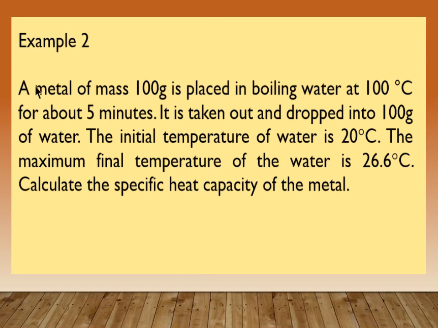Looking at example 2, we have a metal of mass 100 grams and it is placed in boiling water at 100 degrees Celsius for about 5 minutes. It is then taken out and dropped into 100 grams of water. The initial temperature of water is 20 and the maximum final temperature of water is 26.6 degrees. The question is asking us to calculate the specific heat capacity of the metal.